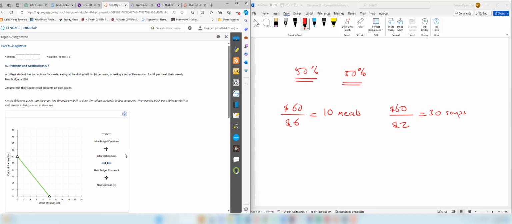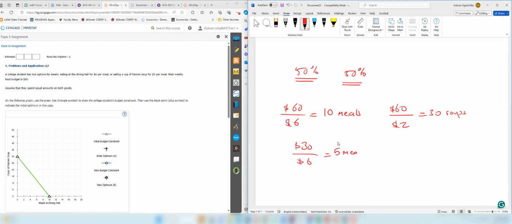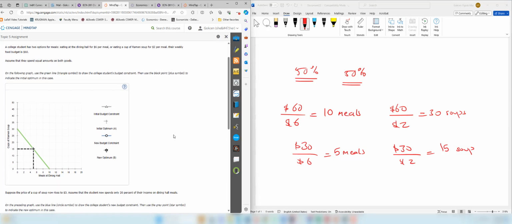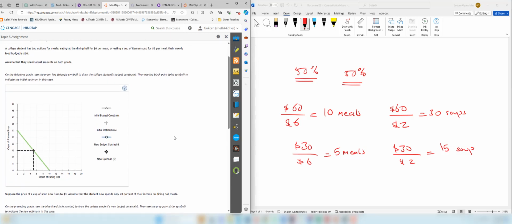And next we need to find the initial optimum where you spend $30 on meals. $30 on meals, each is $6. That means 5 meals. And $30 on ramen noodles, which means 15 soup. So let's find this initial equilibrium. 15 soup. Okay, this is the initial equilibrium.